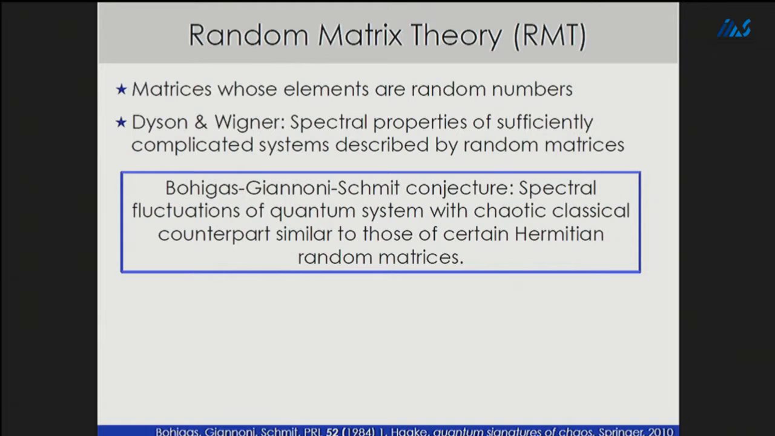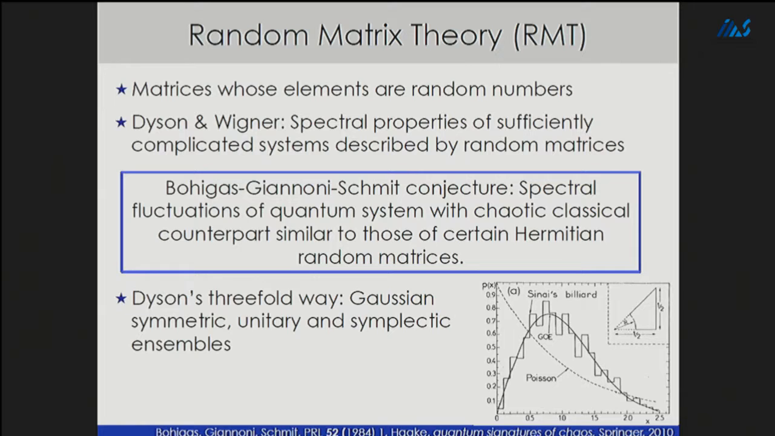In particular, Dyson came up with three particular classes of random matrices, which are the Gaussian symmetric, unitary, and symplectic ensemble. I'm going to tell you a tiny bit more about them later in case you haven't heard about them. It turns out that there are three different ensembles, and depending on the time reversal symmetries of our quantum system, one expects them to behave according to one of those. So now, obviously, many of us are interested in PT symmetry.